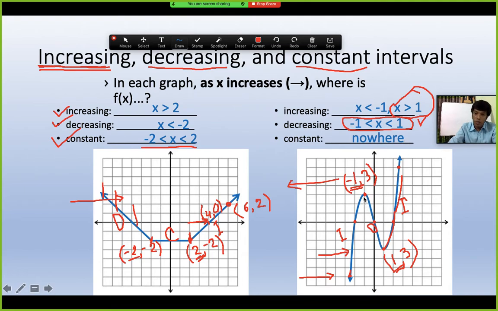Once again, don't get confused. It may look like it is decreasing on this side, but you have to look from left to right. Here also you are looking from left to right. This is our point. Then you go to the right side, and see, if you go to the right side, then it is increasing. From left to right, you have to start.